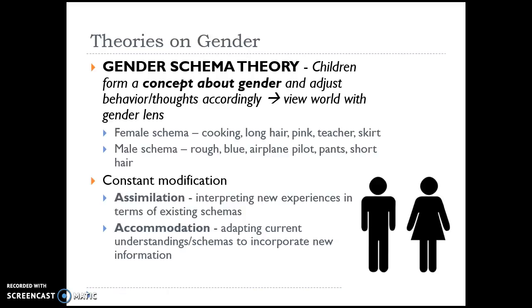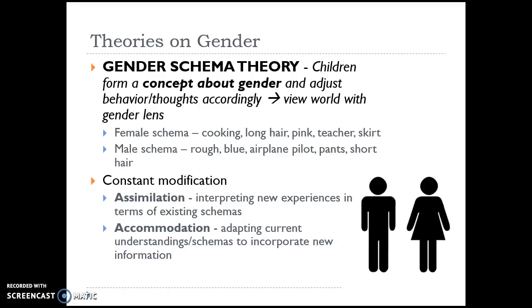So from a very young age, children start to develop male and female schemas, and then they organize the world by putting their life experiences and their observations into these different groupings. So the female schema might include things like cooking, long hair, the color pink, being a teacher, or wearing a skirt. While the male schema might include things like being rough, the color blue, being an airplane pilot, or wearing pants or having short hair.